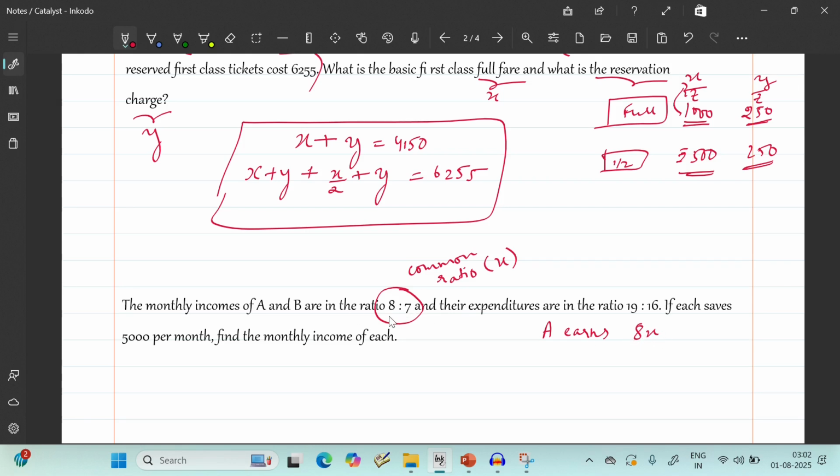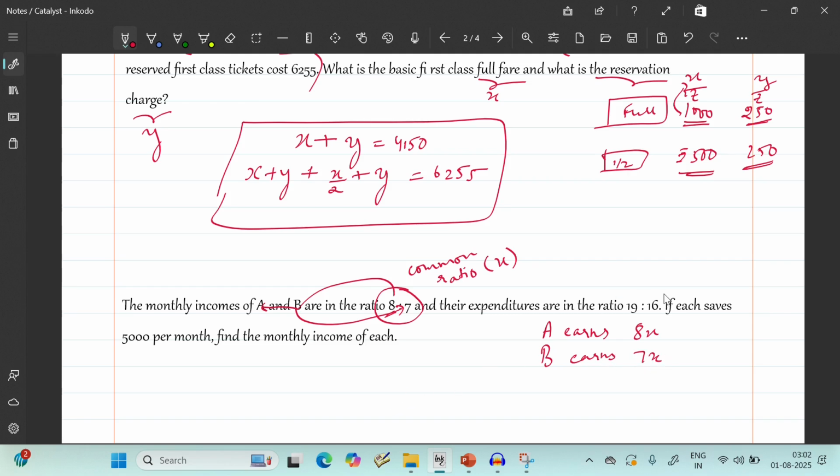Where did I get 8x from? I assumed the common ratio is x, and A is earning 8x rupees per month. How much is B earning? 7x rupees. So B earns 7x rupees per month.